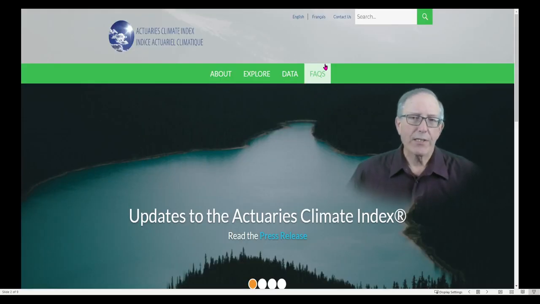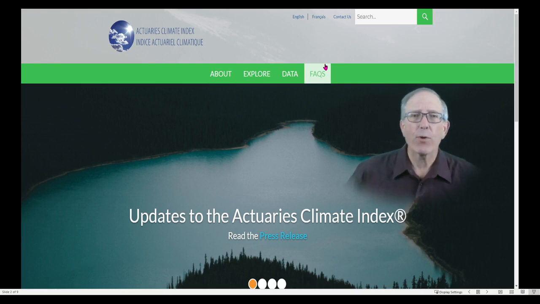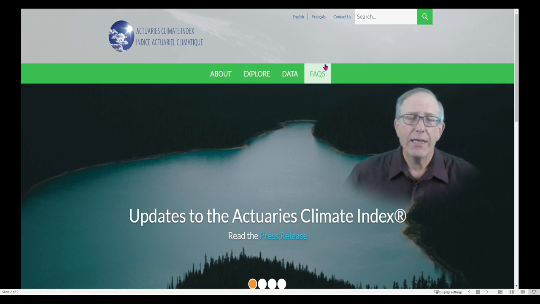So the Actuaries Climate Index is looking at the past. It does not do any forecasting of climate change of any kind because it's actuarial. It uses the period of 1960 to 1990 as a baseline average, and then measures how a whole series of variables have changed and are changing since then.